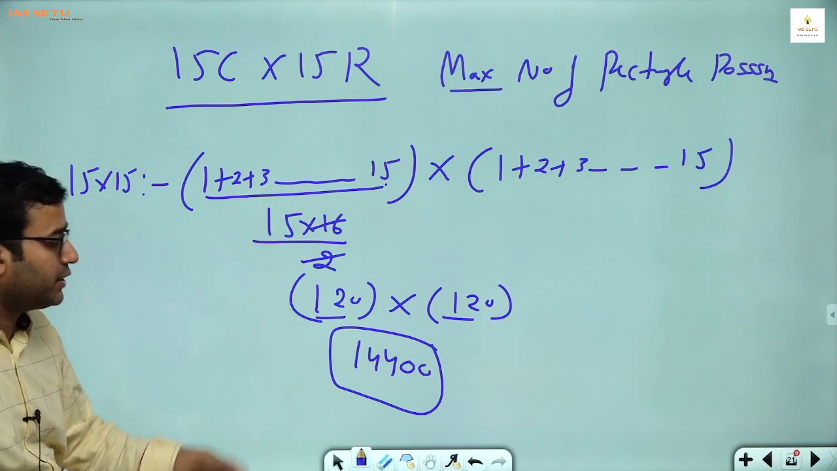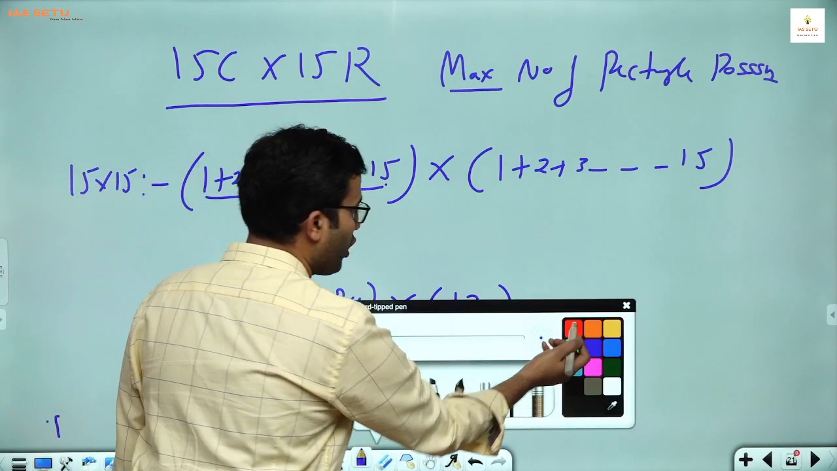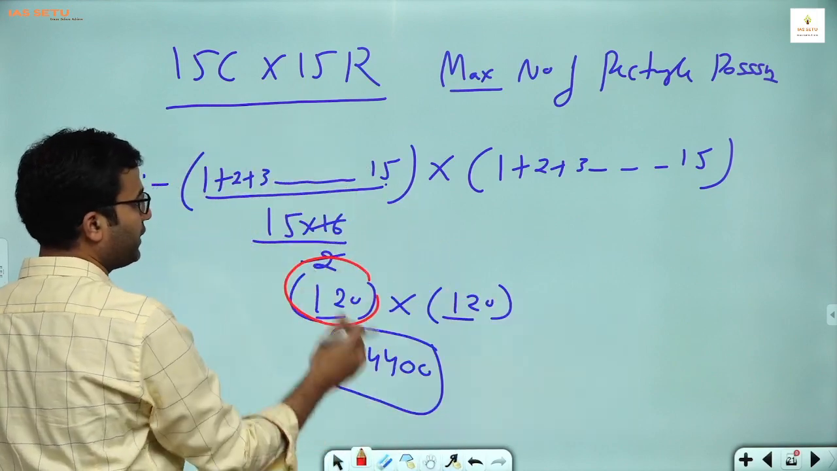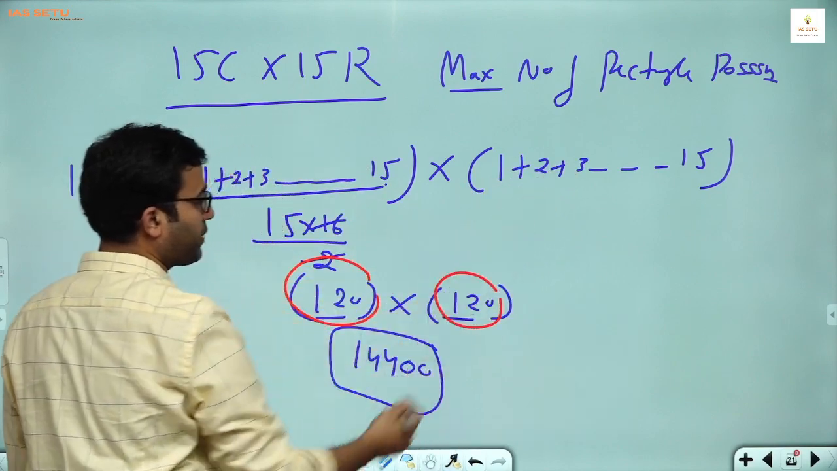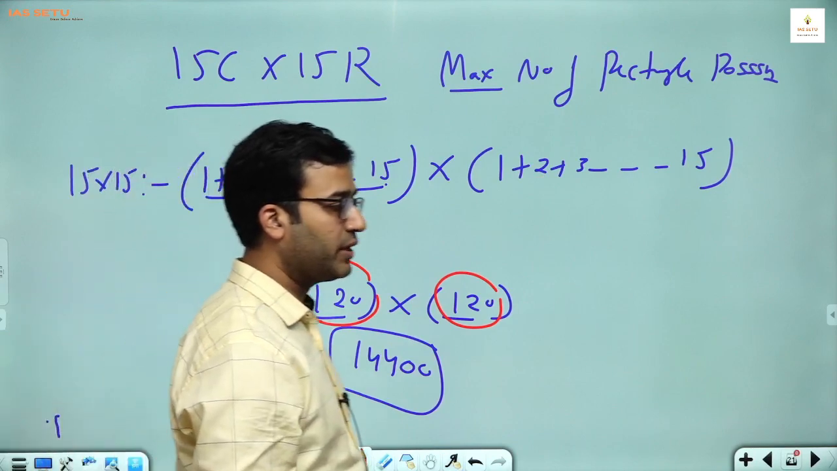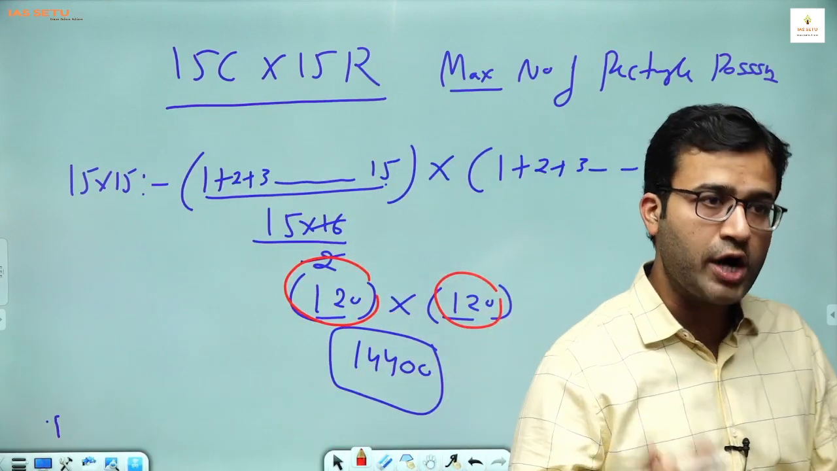120 तो सिर्फ एक ब्रैकेट की वैल्यू है सर जी. 120 comes from this bracket and 120 comes from this bracket. Actually the answer will become 120 into 120.